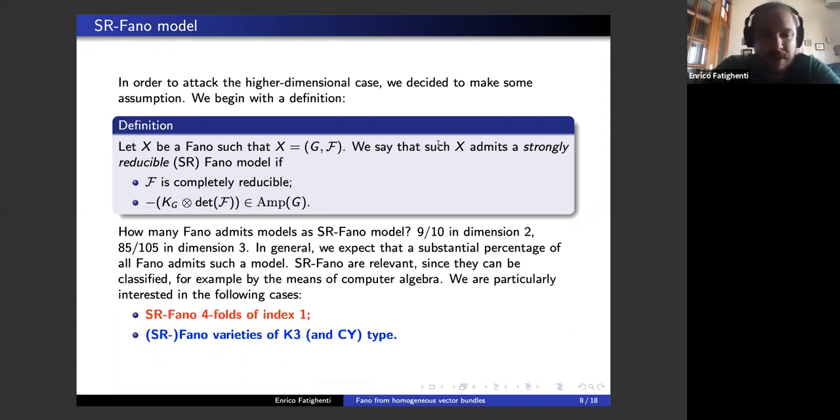And yes, the main reason why we are interested in asking for this definition is that SR Fano can be quite easily, or at least more easily, classified, for example, by means of computer algebra. And we did identify 2 cases to our liking, which are the cases we decided to focus on. The first one is SR Fano fourfolds of index 1. And the second one is SR Fano varieties of K3 and Calabi-Yau type.